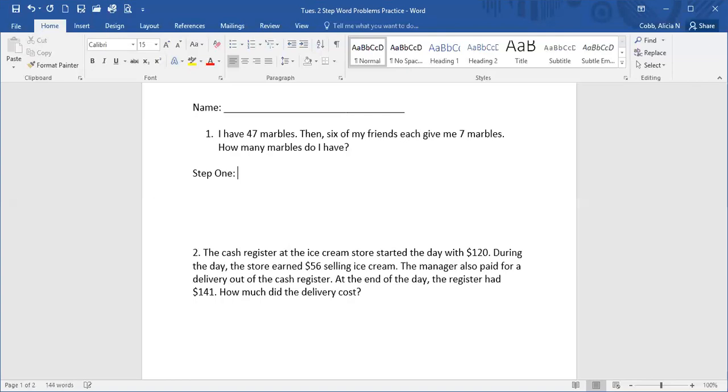So I would need to multiply 6 times 7. And I'll give you some think time to figure out what would 6 times 7 be? What would the product be? That would give me 42.